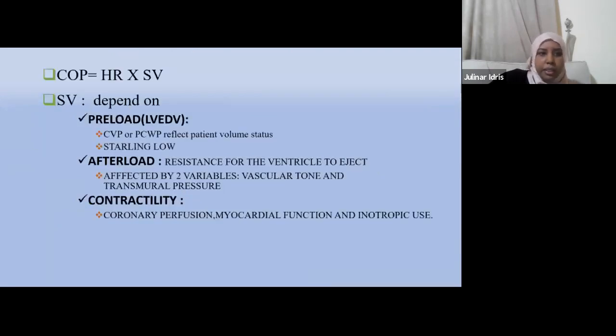If we are going to the cardiac output, we know that cardiac output equals the heart rate times the stroke volume. And the stroke volume depends mainly on preload, afterload, and contractility. The preload is reflected by the CVP and pulmonary capillary wedge pressure, and it's affected by the starting load. The afterload is the resistance of the ventricle to eject blood, and it's affected mainly by two variables, which is the vascular tone and the transmural pressure. And the contractility is affected mainly by coronary perfusion, the myocardial function and the inotropic use.